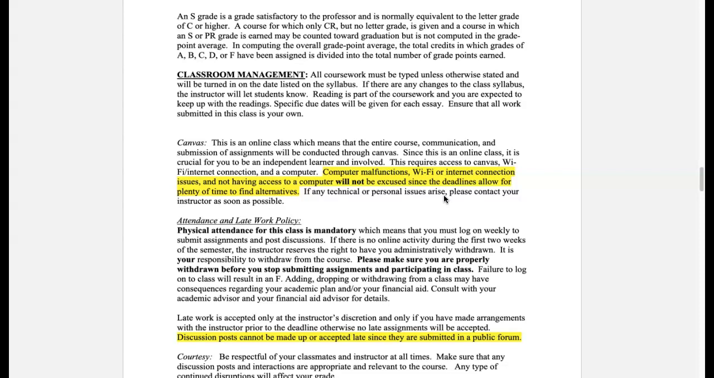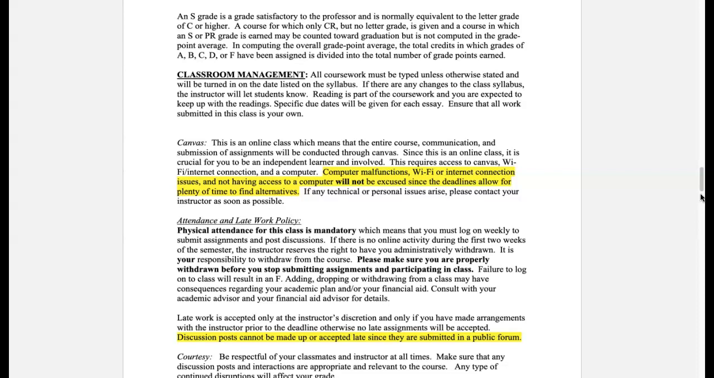And I believe that DECC is having some hotspots where you can go to the parking lot and you can use their Wi-Fi there. Moving on, when it comes to attendance and late work policy, physical attendance for this class is mandatory, and basically what that means is that you log in and you submit assignments. Sometimes people think I'm just going to log in but not submit anything. That does not count as physical attendance or participation. In order to be physically in class, that means that you're submitting assignments and discussion posts and you're active. That's what we mean by physical attendance.